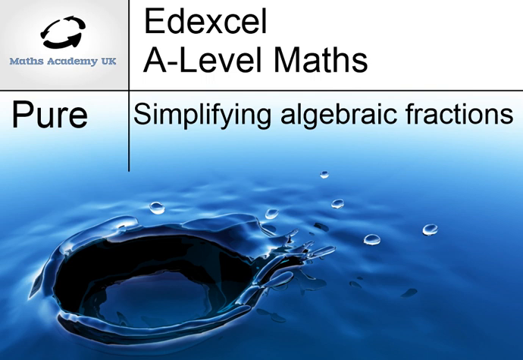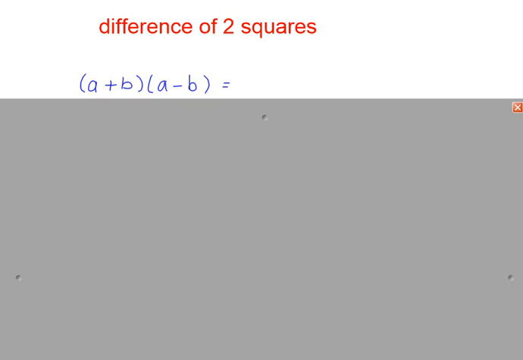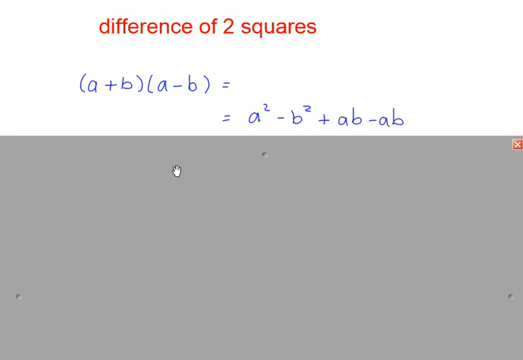Simplifying algebraic fractions. The difference of two squares: if I expand the brackets, I get these terms, and the AB and the minus AB cancel. So I have two perfectly squared terms with a minus, with a difference in between, hence the difference of two squares.